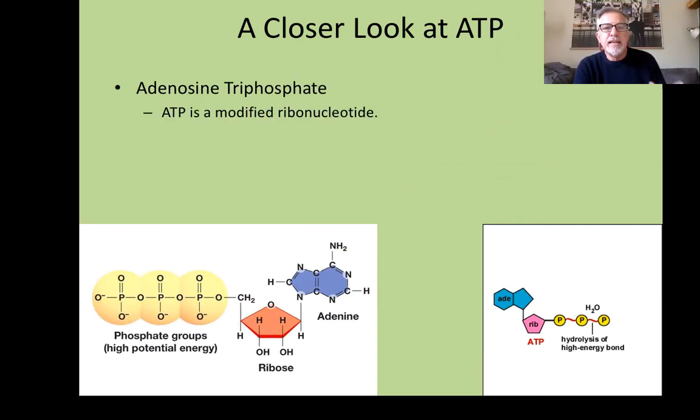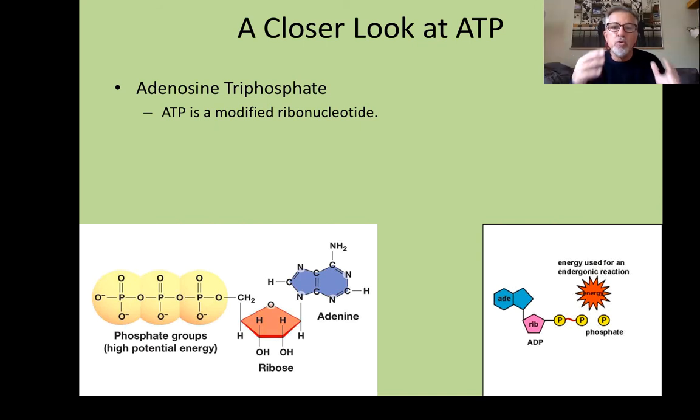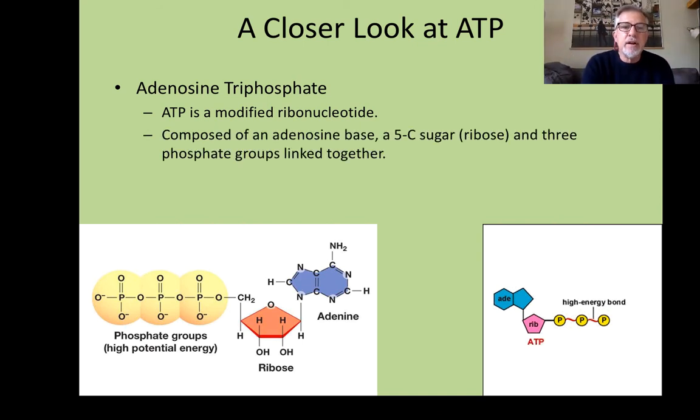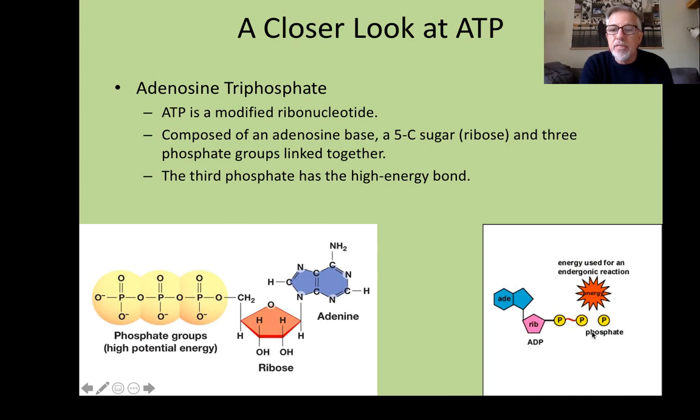ATP stands for adenosine triphosphate, and ATP is therefore a modified ribonucleotide. We can see here that it is an adenine base, a 5-carbon ribose sugar, and then 3 phosphates instead of the normal 1 that would be in the nucleotides that are used to make RNA. These 3 phosphate groups, being bonded so closely together, have a high amount of chemical energy in them. It is through the breaking of the 3rd phosphate bond, as shown in this GIF here, that the energy is released.